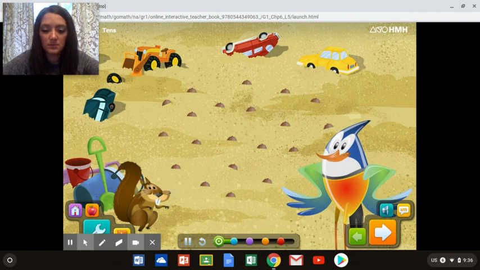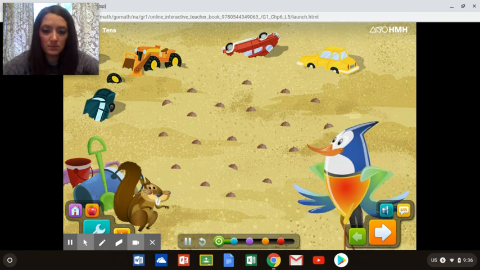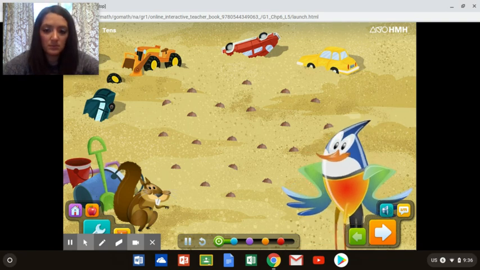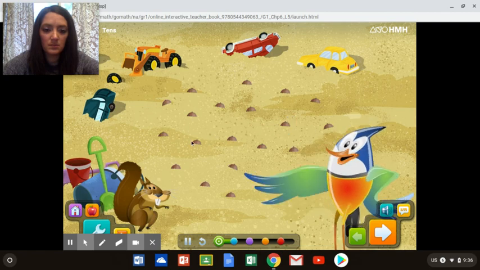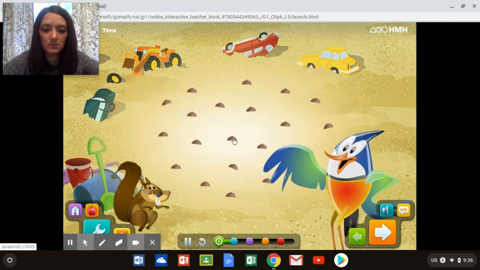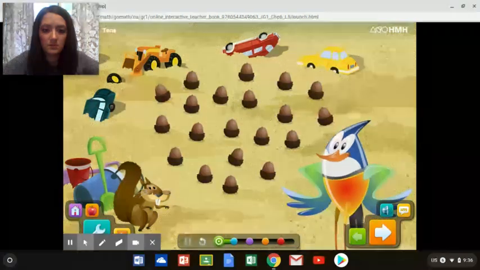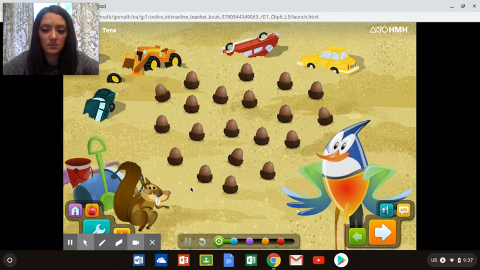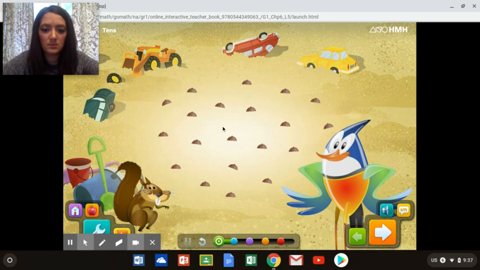Sam buried all his acorns in the sandbox. He forgot how many acorns he buried, and now he wants to find them. I hope we can find the acorns. Click the sandbox to find them. Okay, so I'm not sure what happened there, but we'll just move on.